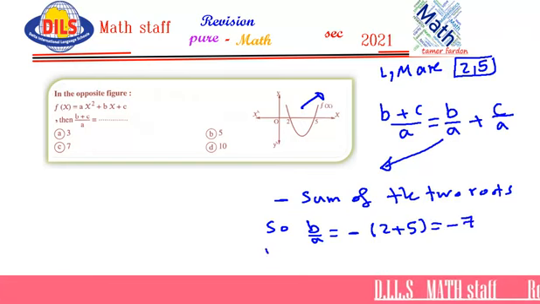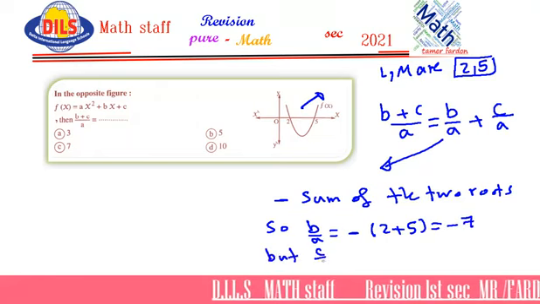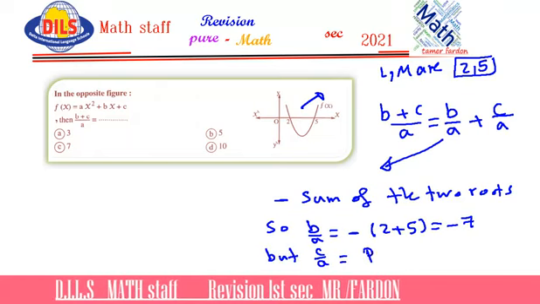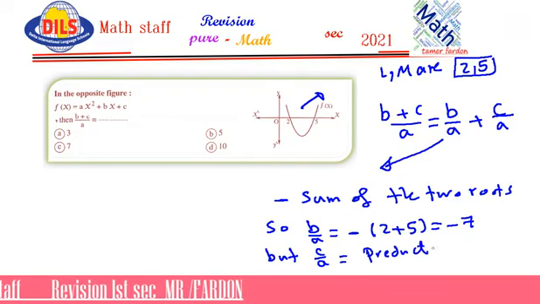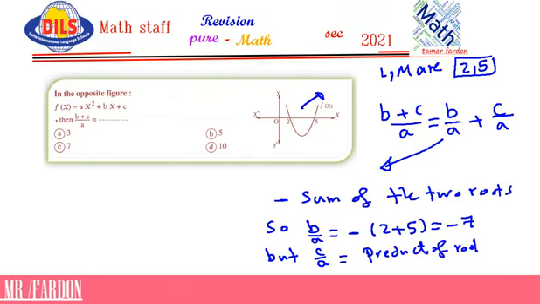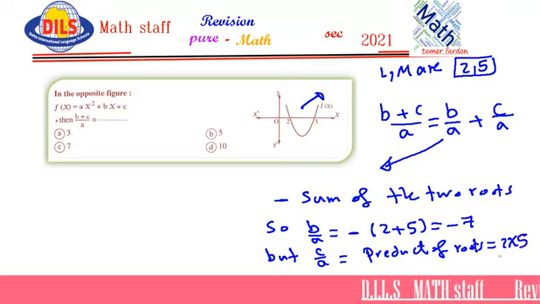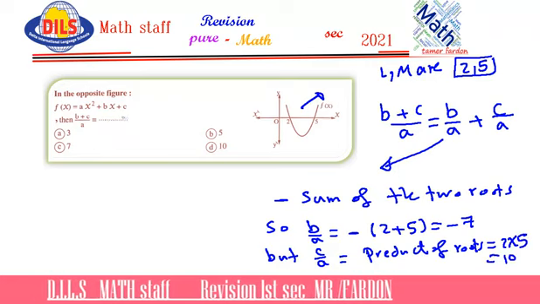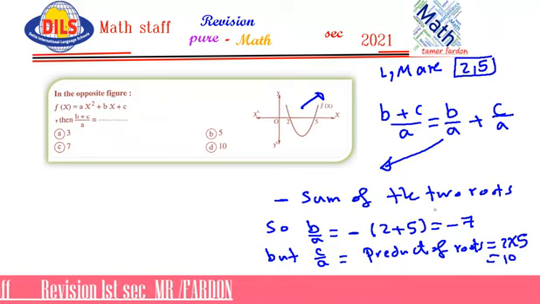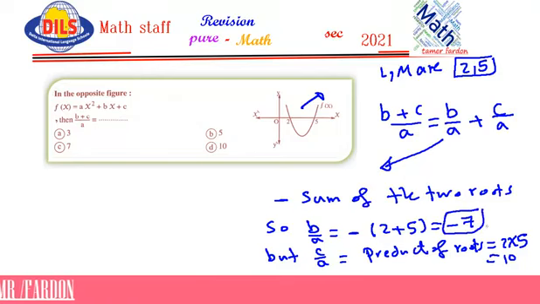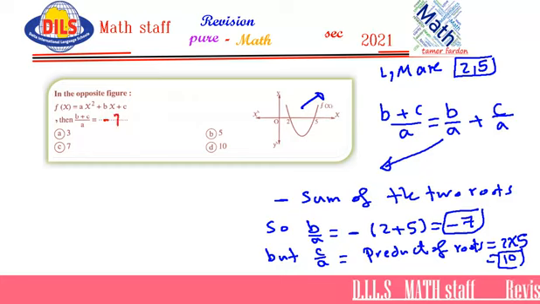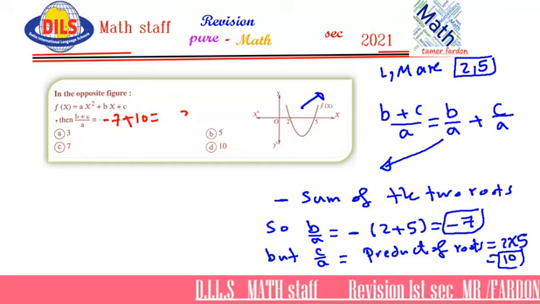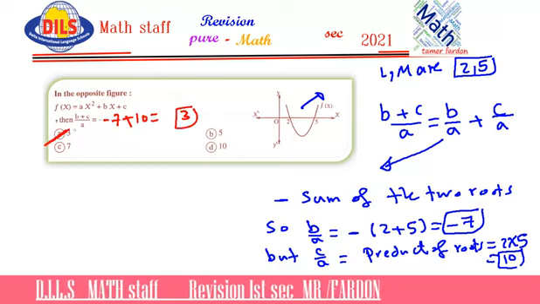But c over a equals the product of the roots. The product of the roots equals 2 times 5, which gives 10. So b plus c over a equals negative 7 plus 10, we get 3. So the correct answer is A.